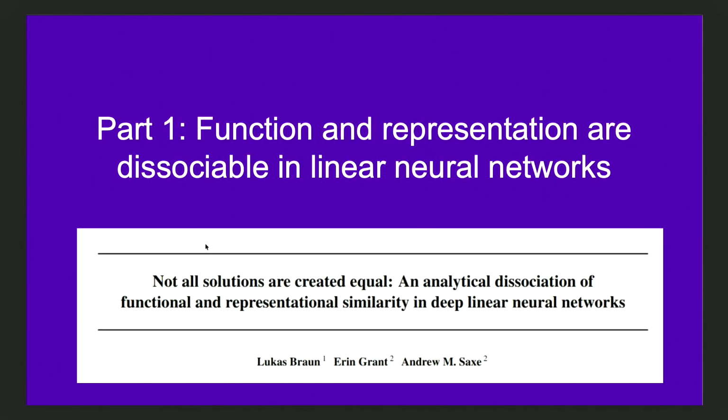Okay, part 1. Function and representation are dissociable in linear neural networks. Most of what I'm telling you is a very simplified version of results that are part of this paper: Not all solutions are created equal: an analytical dissociation of functional and representational similarity in deep linear neural networks. So if you feel after the session you didn't get enough math or you want to know all the details, that's the place to go.